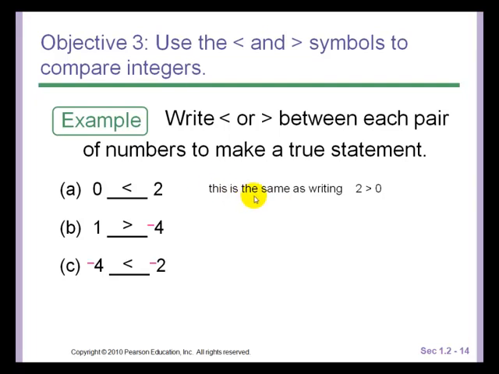And once again, this is the same as writing it the other way. 2 is greater than 0. This is the same as saying -4 is less than 1. And this is the same as saying -2 is greater than -4. These are all the same answer, and I would accept both of them.